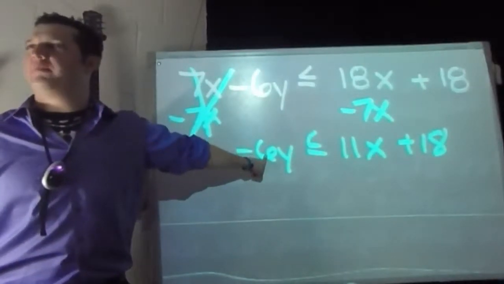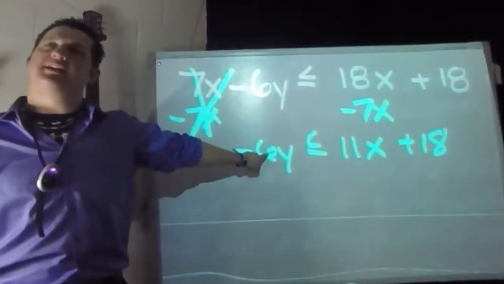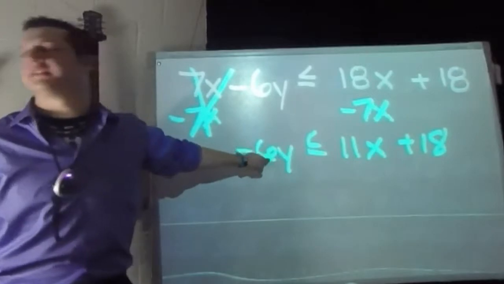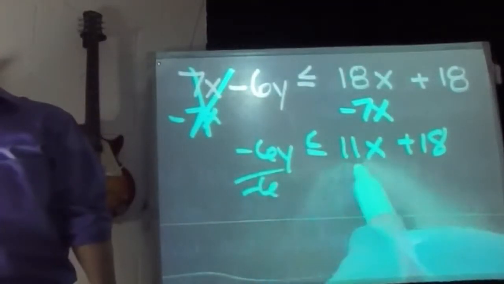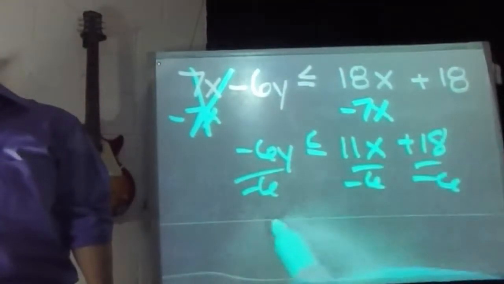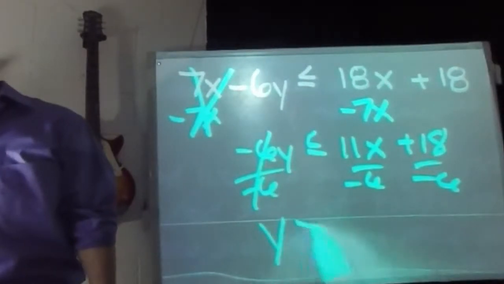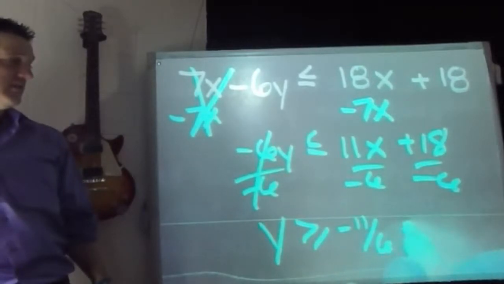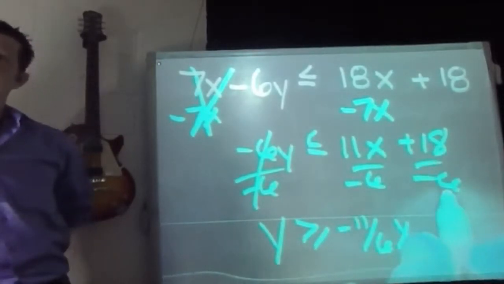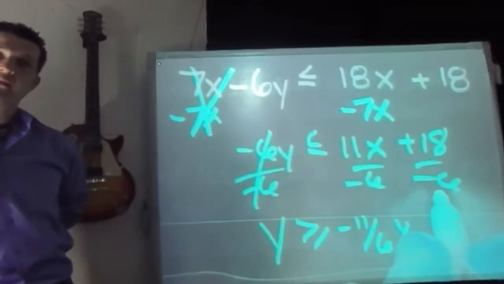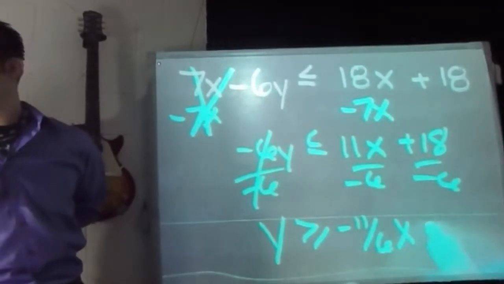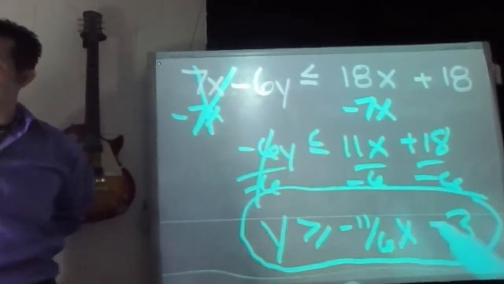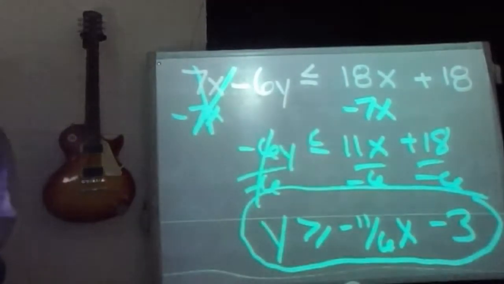I'm getting ready to divide, but before I do that, I've got something going on I need to think about. Negative. So what does that tell you? Sign flip. Sign flip's coming right now. Negative 6, negative 6, negative 6. Here, my sign flips, and that doesn't reduce, so that's just negative 11/6. That 18 and negative 6, when you divide it, you get negative what? 3. That is it. Y is greater than or equal to negative 11/6x minus 3.